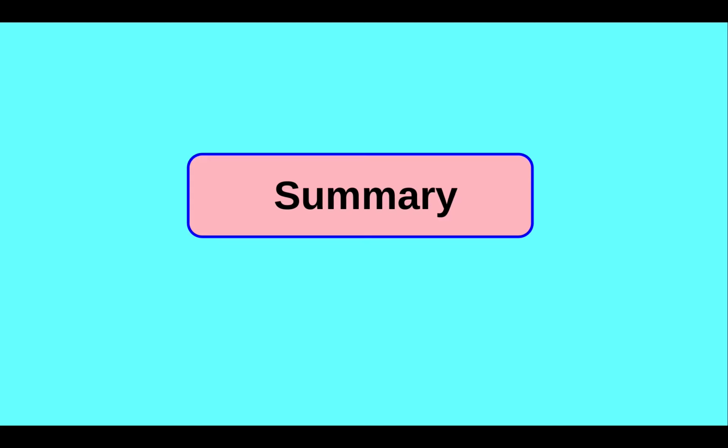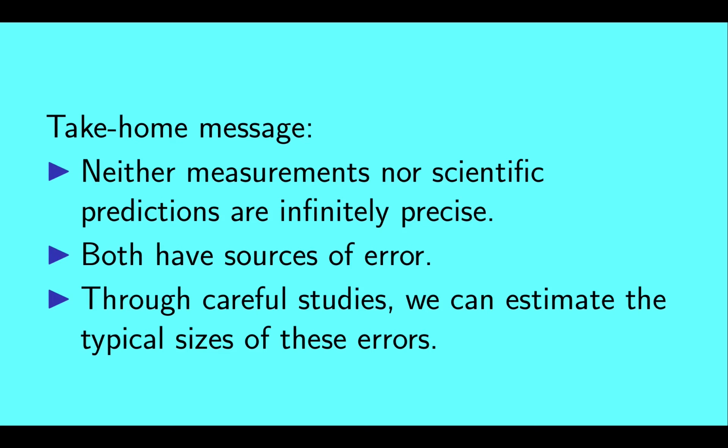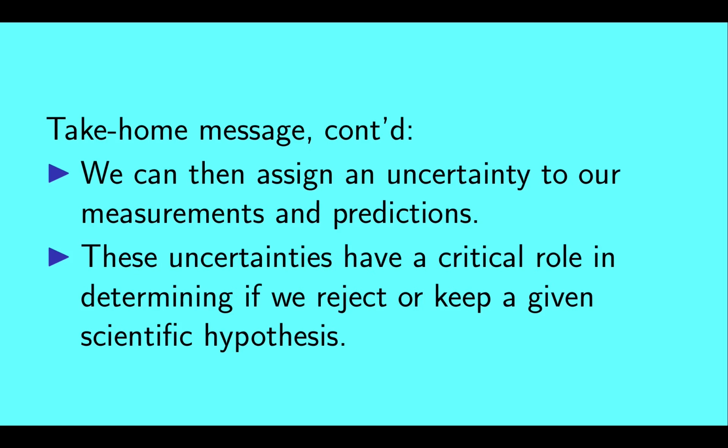Okay, let's briefly summarize what we've seen. The take-home message here is the following. Neither measurements nor scientific predictions are infinitely precise. Both have sources of error. But through careful studies, we can estimate the typical sizes of these errors. Through those studies, we can then assign an uncertainty to our measurements and predictions. These uncertainties have a critical role in determining if we reject or keep a given scientific hypothesis.